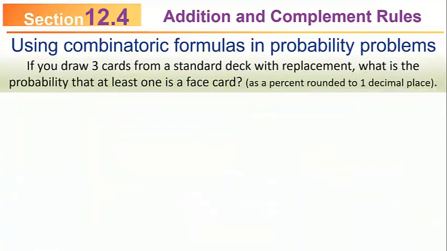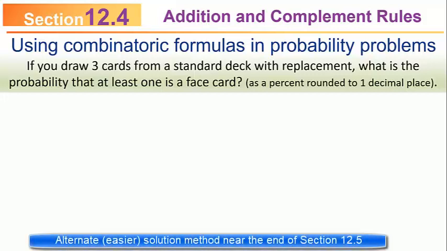Suppose we take the problem that we just solved and change it ever so slightly so that now we're drawing 3 cards from a standard deck, but we're drawing with replacement. We still want to know what is the probability that at least 1 is a face card, and we'll take our answer as a percent rounded to 1 decimal place. So the only difference here is that we're drawing with replacement. How does that change everything?